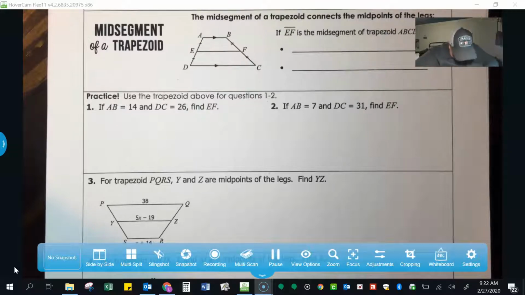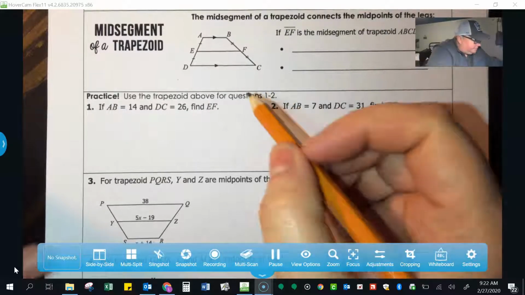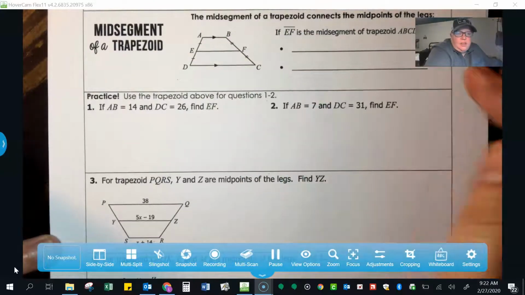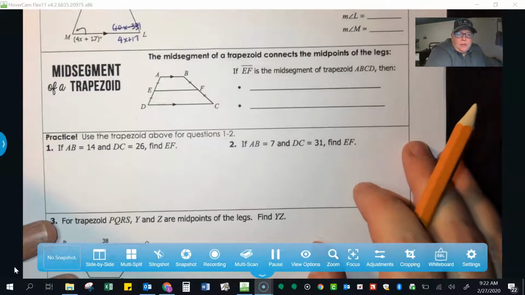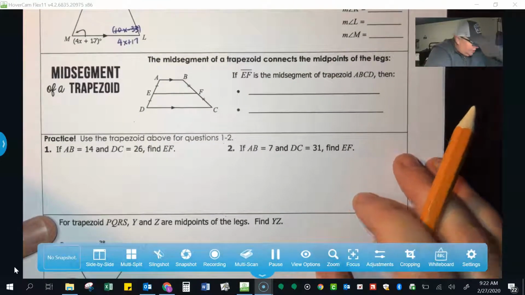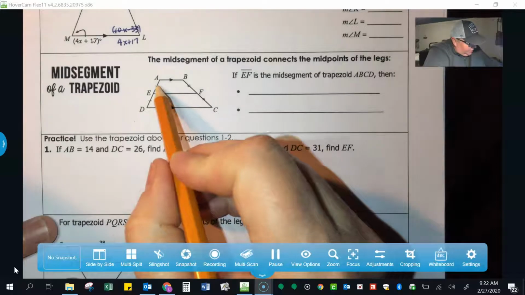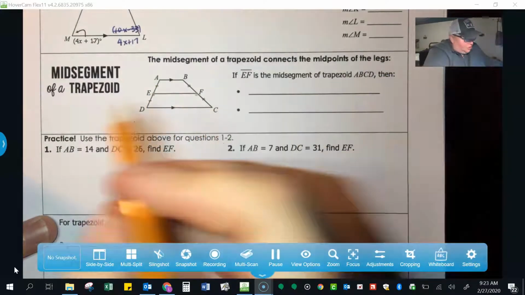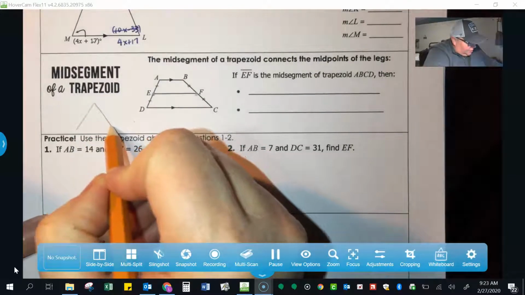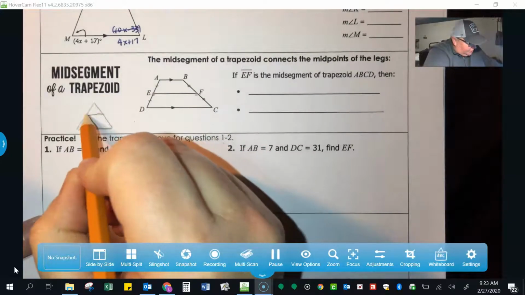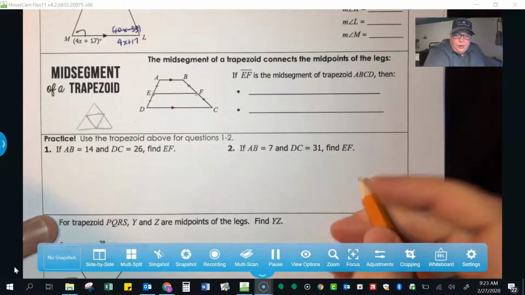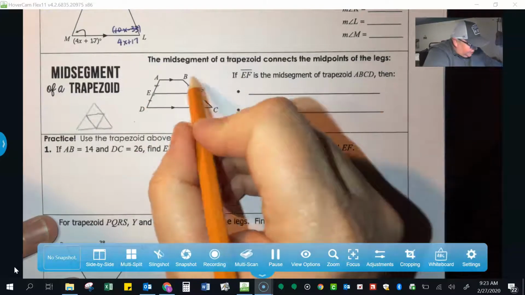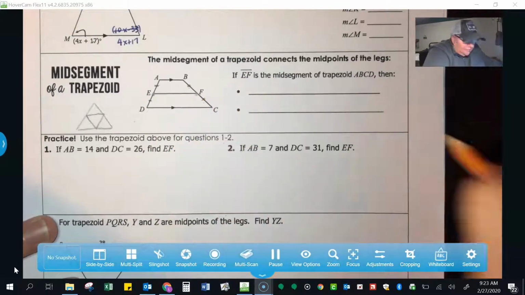What we have here is a non-isosceles trapezoid. It doesn't matter. The properties apply for both isosceles and non-isosceles trapezoids. All right, so you know this is a mid-segment because it goes from midpoint to midpoint. The same was true in triangles. I don't know if y'all remember this or not, but in triangles the mid-segments went from midpoint to midpoint, okay? You know this is the midpoint because this is congruent to this and this is congruent to this, okay?